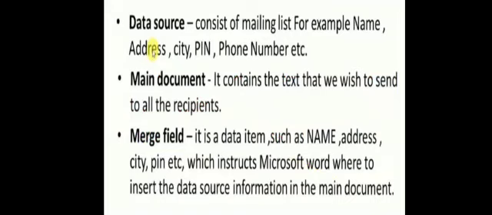So these are three things that you should know completely: what are data source, main document and merge field. Data source consists of a mailing list, for example name, address, city, PIN, phone number, house number of the recipients. Main document contains the letter or the text that we wish to send to the recipients. And a merge field is the data item such as name, address which instructs Microsoft Word where to insert data source information in the main document.